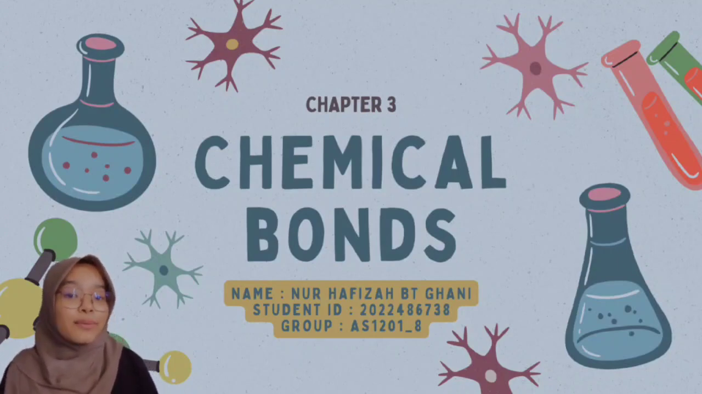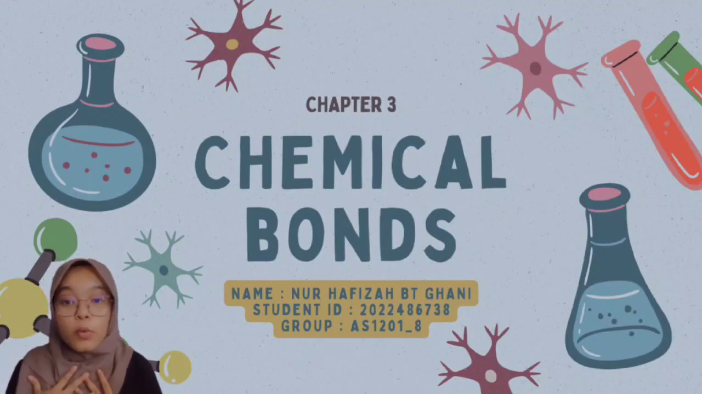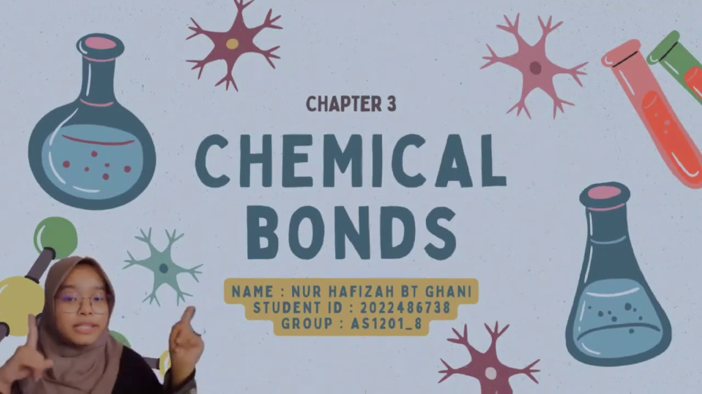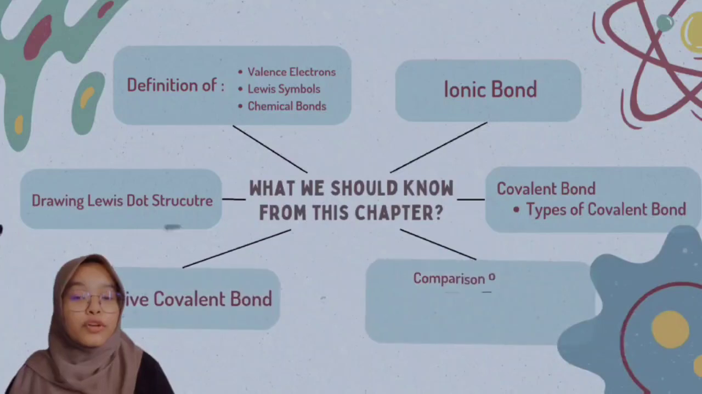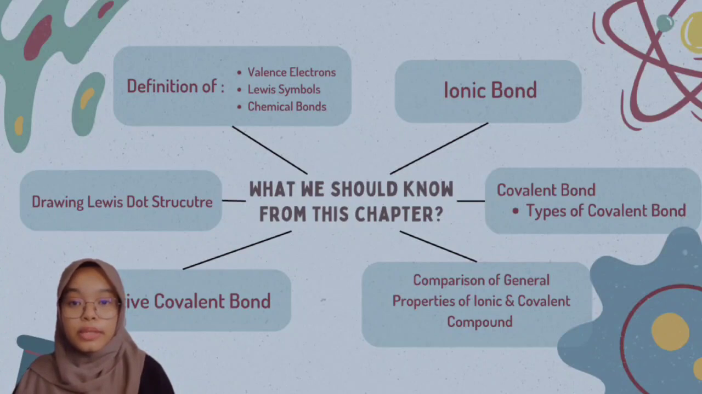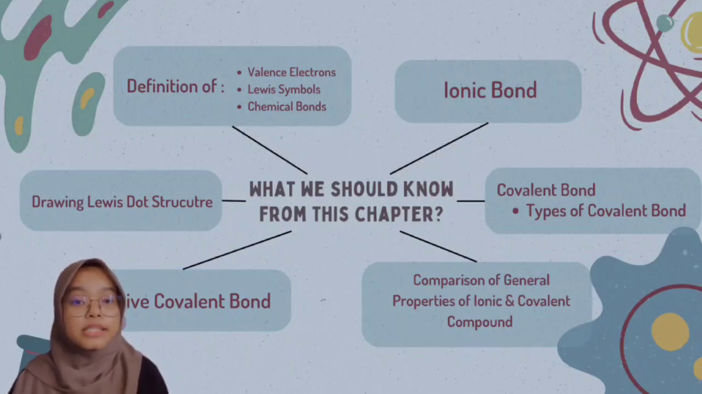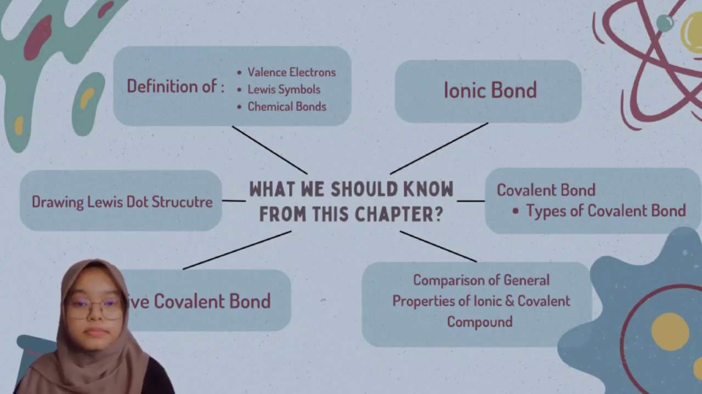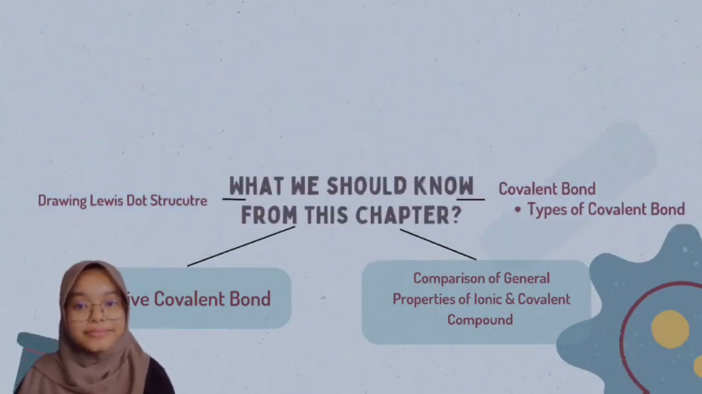Today, I would like to present about my favorite topic in CHM131, which is Chapter 3, Chemical Bonds. So, what we should know from this chapter? First, definition of valence electron, with symbol and chemical bonds. Second, ionic bond and covalent bond. In covalent bond, we will know about types of covalent bond. Next, comparison of general properties of ionic and covalent compound. The second last is dative covalent bond. Last but not least, drawing Lewis dot structure.